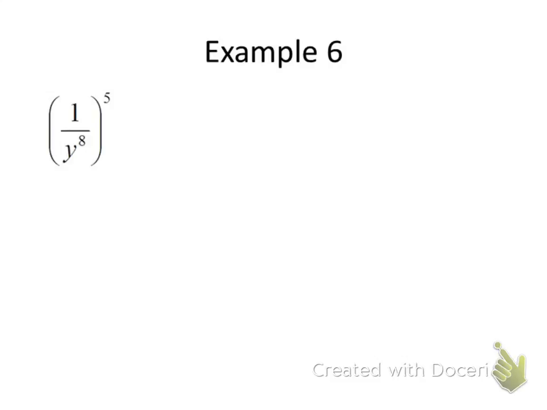Alright, here's example 6. So normally we start by simplifying what's in parentheses. Can you simplify 1 over y to the 8th? No. So what's the next thing I want to do? Give everything an exponent. Multiply each exponent by what? 5. And that's every exponent, top or bottom. So this is going to give me 1 to the 5th over y to the 40th.